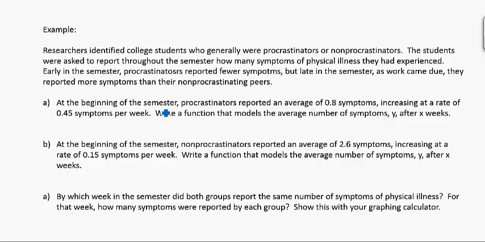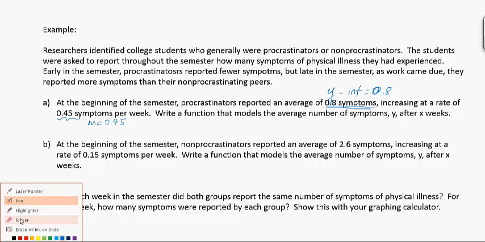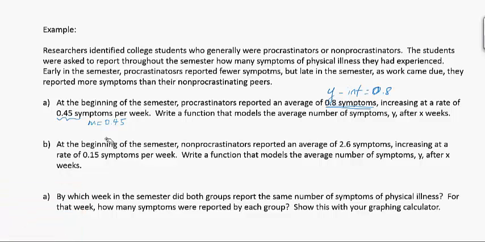At the beginning of the semester, procrastinators reported an average of 0.8 symptoms. So this is what they started with. You can think of this as being like your y-intercept at time 0. This is our fixed amount. Increasing at a rate of, so our rate of change is a positive 0.45. So this is our slope. We're increasing by a little bit less than half a symptom per week.